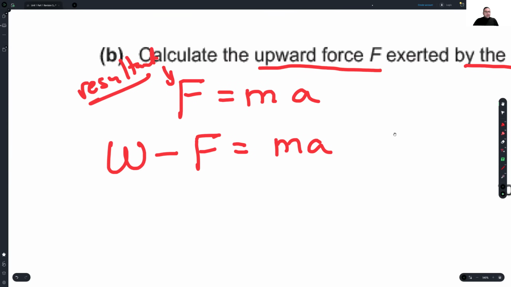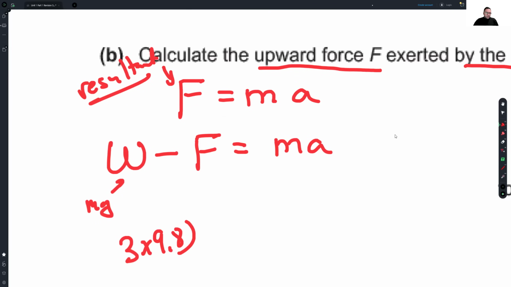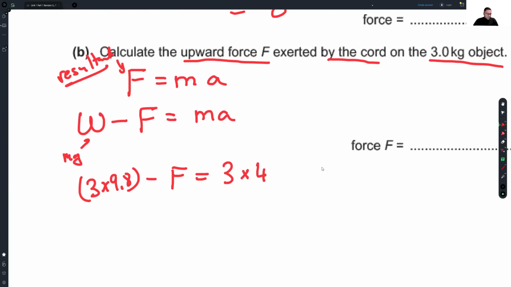Well, what is W? Mass times G. Remember, this is mg. So mass is 3 times 9.8 minus F. I don't know what the F is. I'm going to find it. Equals, that sounded so wrong. Let's move on. Mass, which is what? It's still 3 kilograms times a, what's the acceleration? 4. The rest is just algebra. So let's go. 3 times 9.8 is a nice cozy 29.4 minus F equals 3 times 4, which is 12.